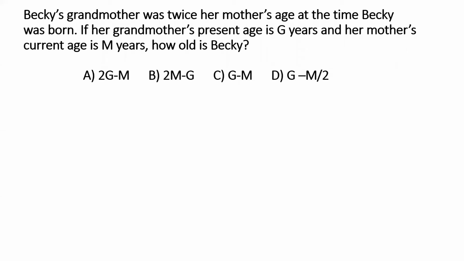Becky's grandmother was twice her mother's age at the time Becky was born. If her grandmother's present age is G years and her mother's current age is M years, how old is Becky? And we are given 4 options and you have to choose the correct option.